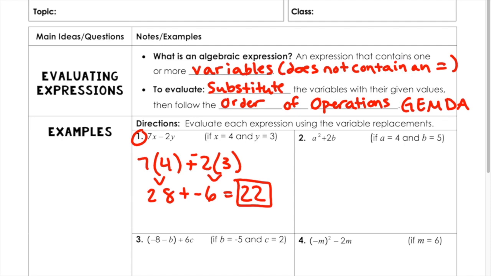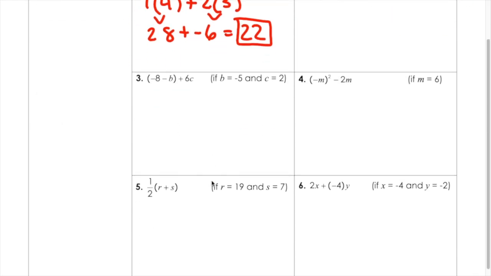All right, let's look at 3 and 4. So 3 says negative 8 in parentheses minus b plus 6c. So I have negative 8 minus b, which is negative 5. I'm going to put that in parentheses just to clarify. Plus 6 times c, which is 2.